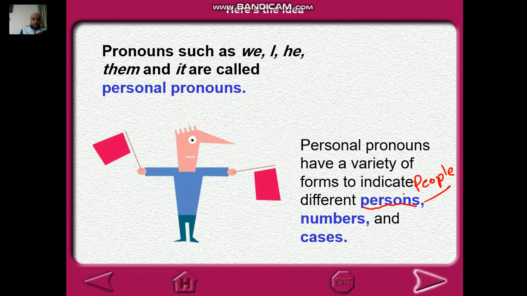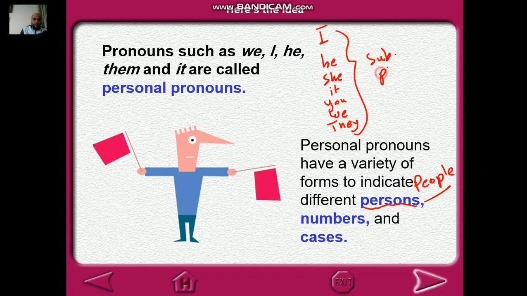So, here we're talking about the personal pronouns, and here I'm going to take the advantage, and I'm going to remind you of the subject pronouns. I, he, she, it, you, we, and they.